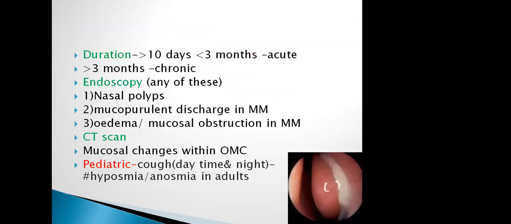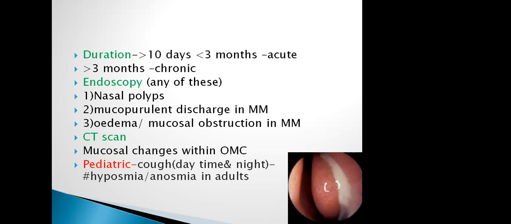For classification purposes, if the duration is up to 10 days, usually the viral cases, it will be resolving. If more than 10 days and less than 3 months, it is classified as acute rhinosinusitis. And if the duration of the symptoms is more than 3 months, it is chronic rhinosinusitis.